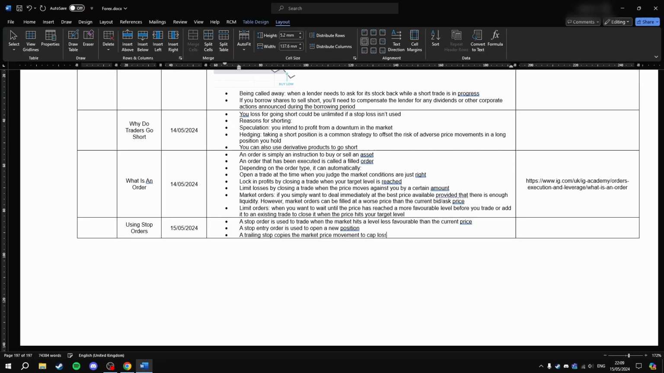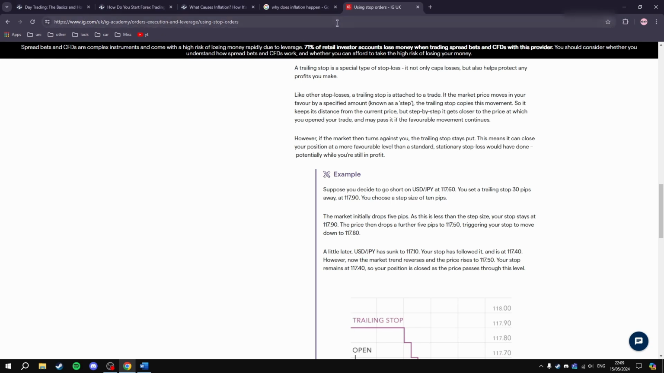To cap losses and also protect profits. So the trailing stop will only move if the market condition is favourable to you. If it's not favourable to you, it won't move.